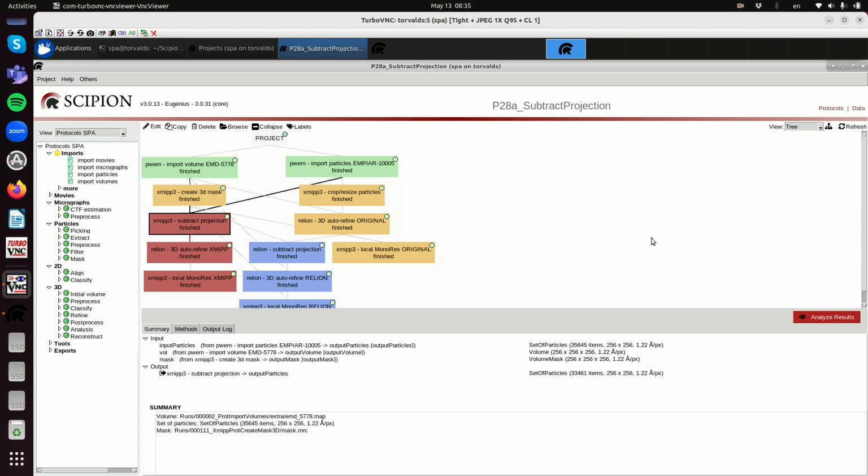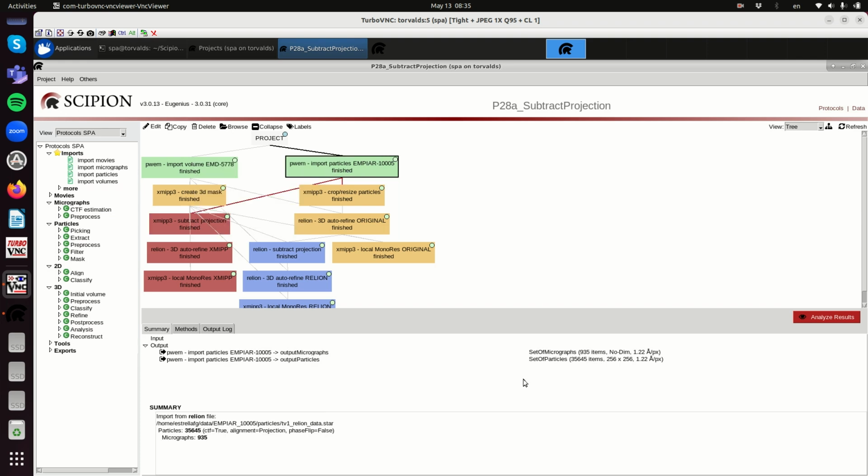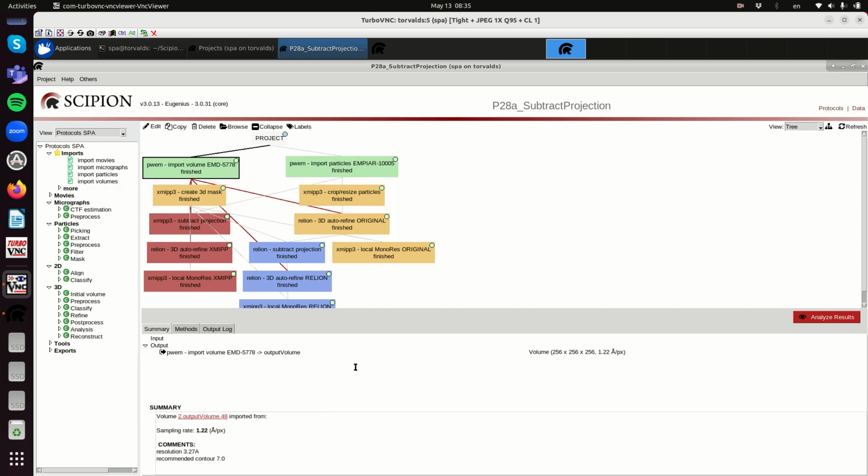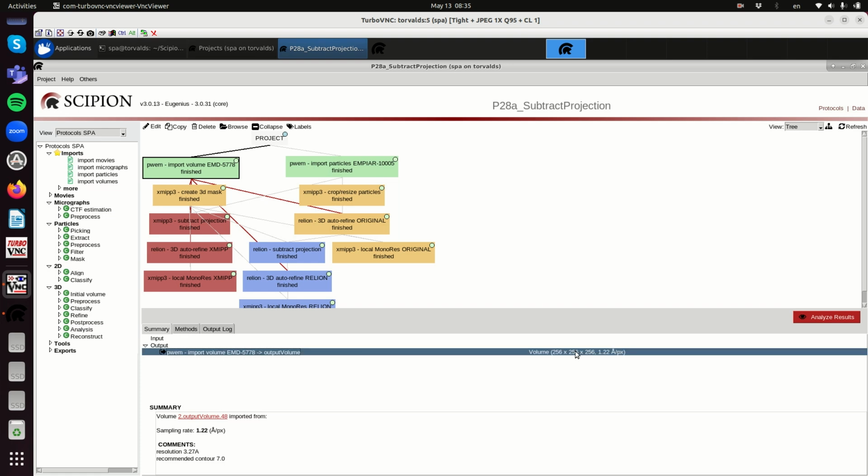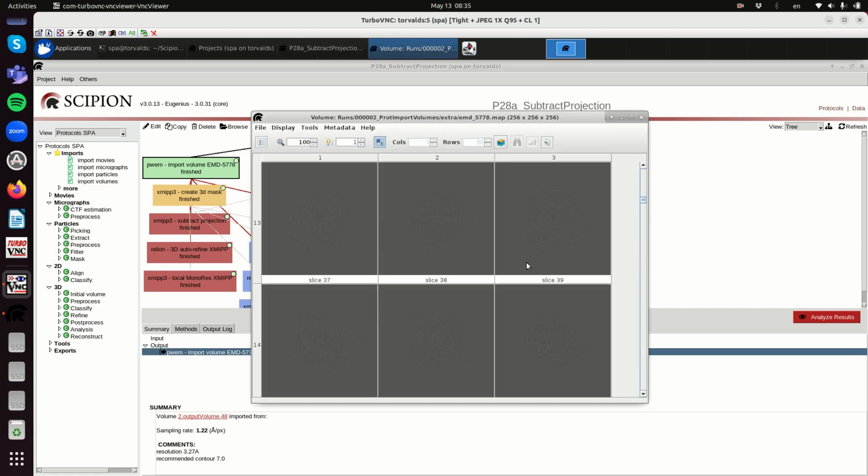We'll learn a technique that is used to subtract part of the structure that we have in our particles, so that we can focus on the remaining structure. So let us take a particle, this one, EMDB 5778, and this protein is embedded in a nanodisk.